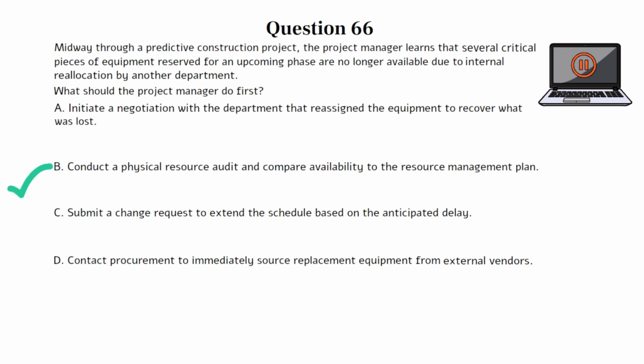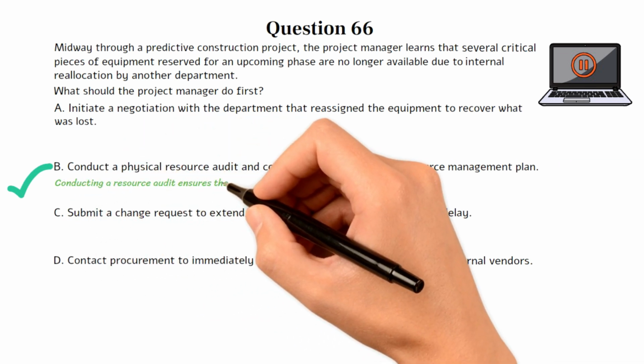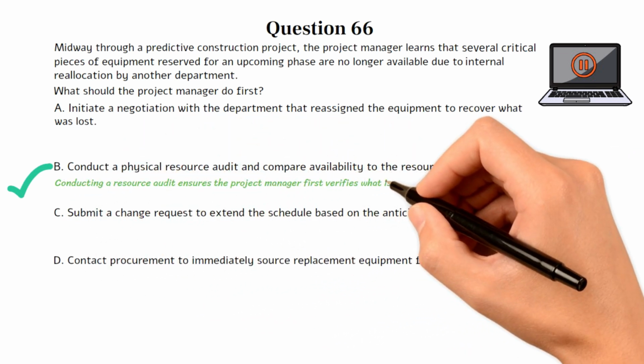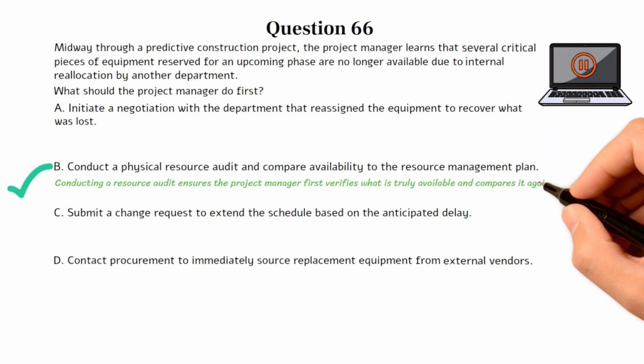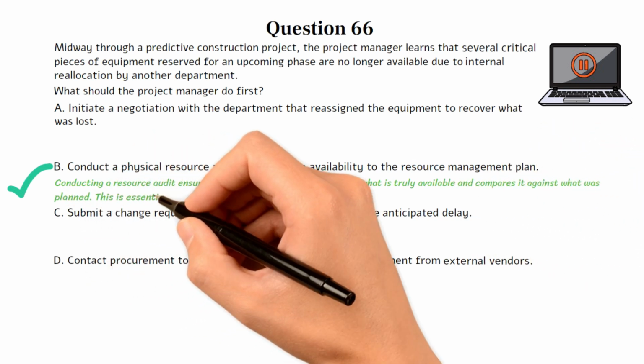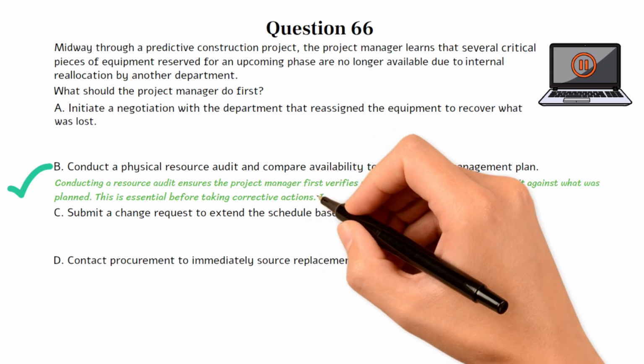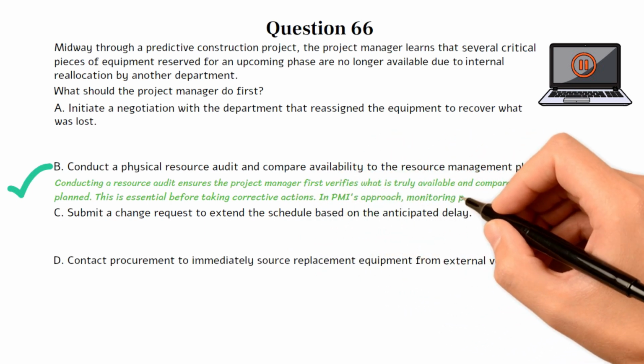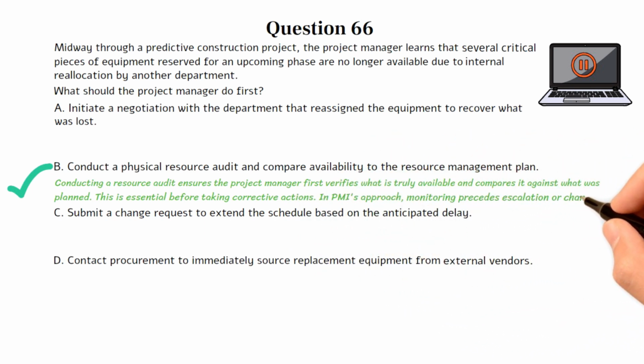Choice B is the best option because conducting a resource audit ensures the project manager first verifies what is truly available and compares it against what was planned. This is essential before taking corrective actions. In PMI's approach, monitoring precedes escalation or change.